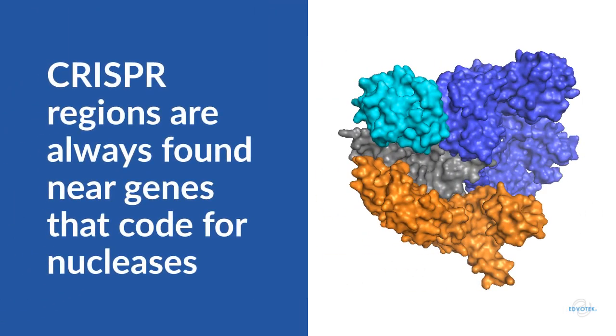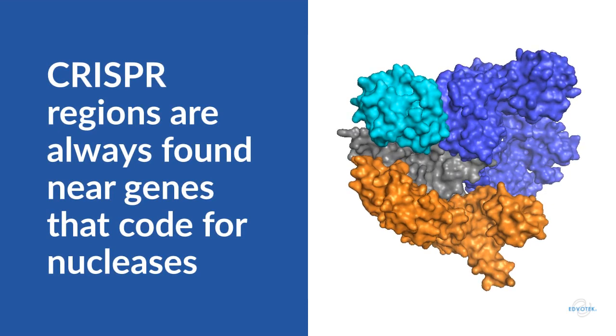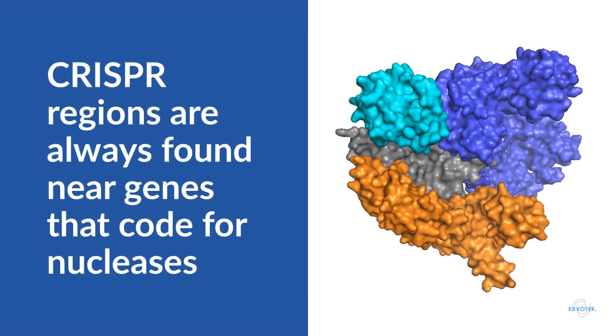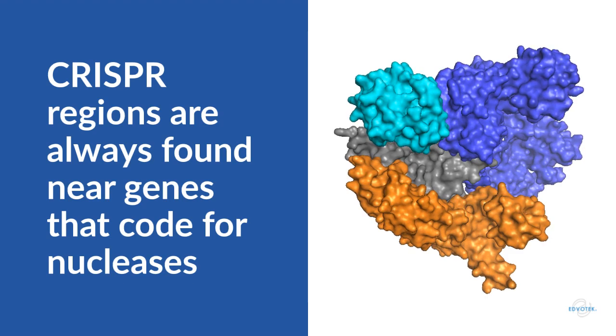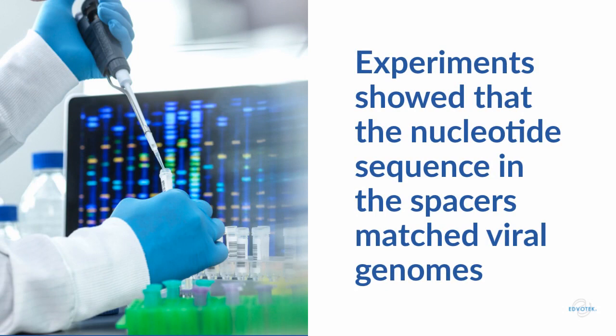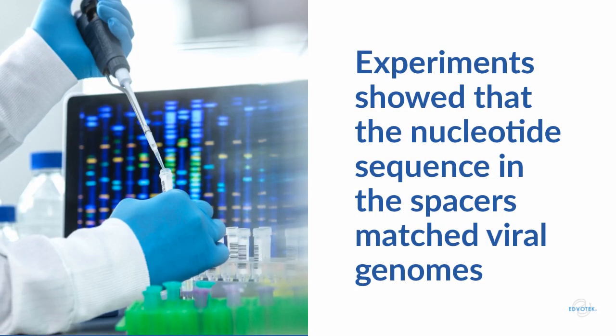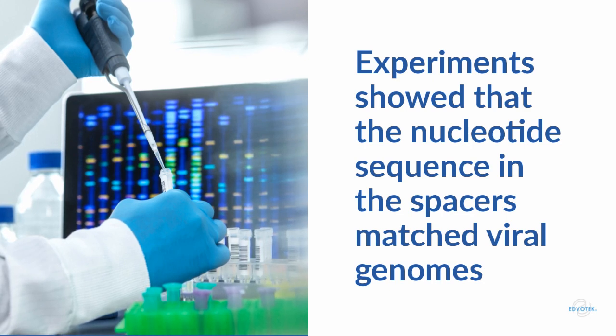After further sequence analysis, researchers identified that the CRISPR regions were always placed near a group of genes coding for nucleases, or enzymes that could cut DNA. They called these enzymes Cas, for CRISPR-associated enzymes. As DNA sequencing became less expensive and more accessible, researchers used the technology to analyze the CRISPR regions. The results showed the spacer sequences matched viral genomes.